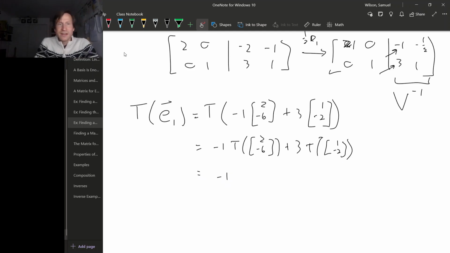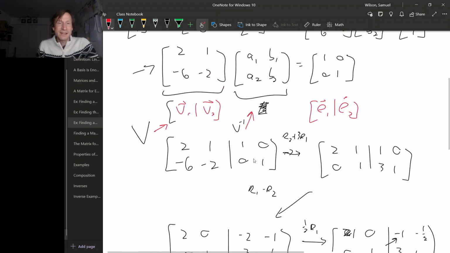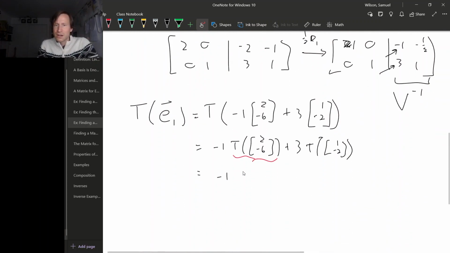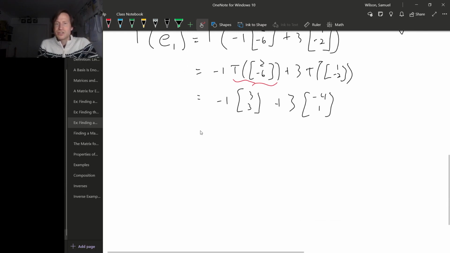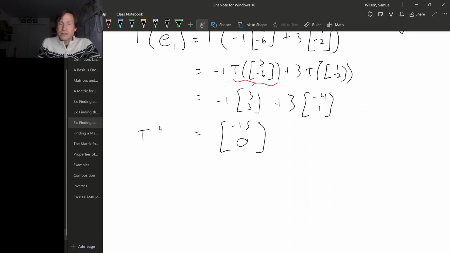Now we have minus 1 times this right here, which is something that we knew from the very beginning. This is what we had at the start, and that was (3, 3). Plus 3 times T of (1, minus 2), which is (minus 4, 1). And now we can just compute this result. So minus 3, minus 12, so minus 15. And then minus 3 plus 3, that's 0. Okay, so that's the result of this linear transformation applied to the first standard basis vector.